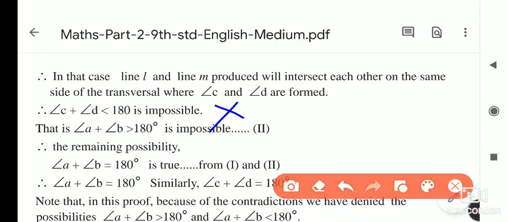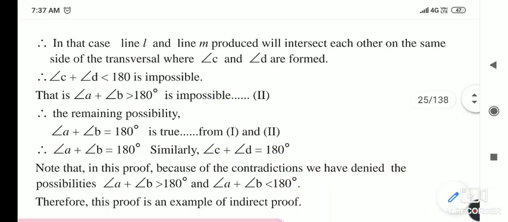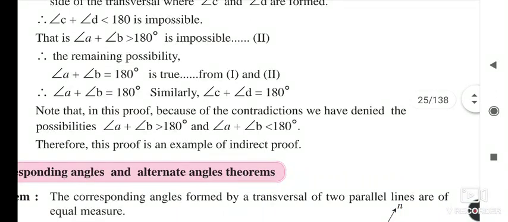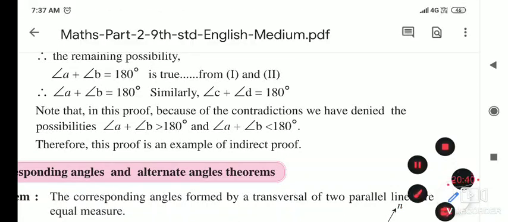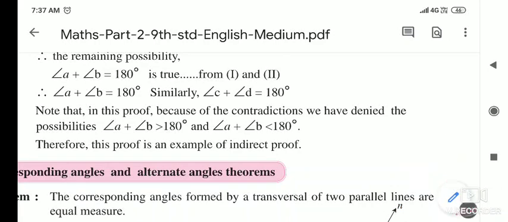That is A plus B is equal to 180, and this is the only correct one. Actually, this proof is an indirect proof. Just now I told you about direct proof, where we use the properties and prove the statement. But in an indirect proof, whatever is the correct statement, we take it as false, and we show that whatever we solve is wrong and the actual statement is correct. So in that way we do the revision till here.